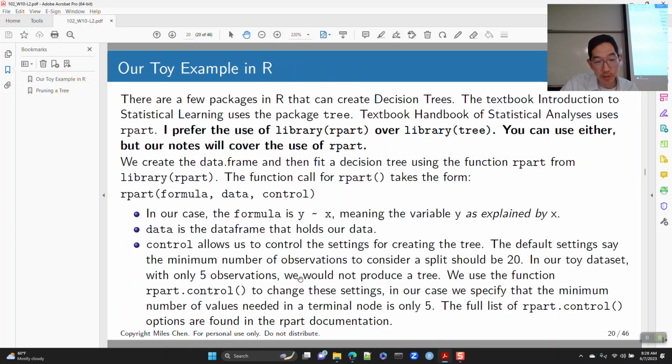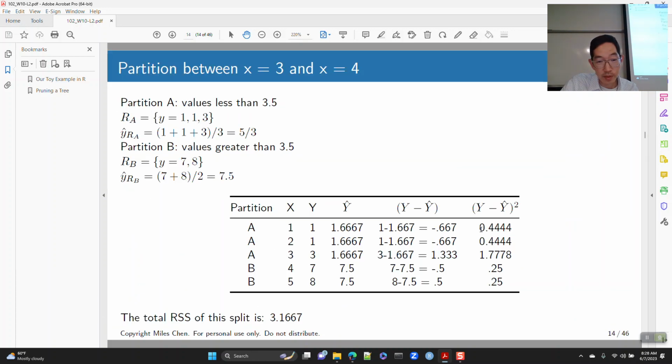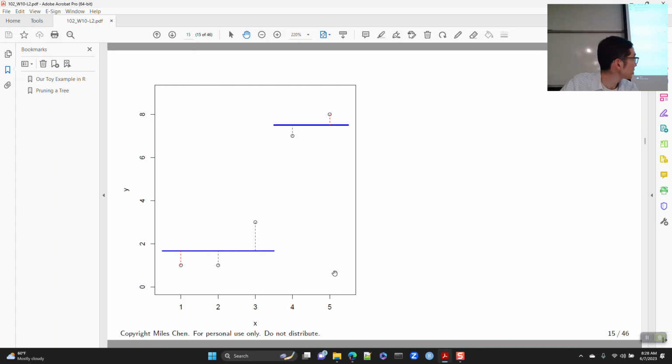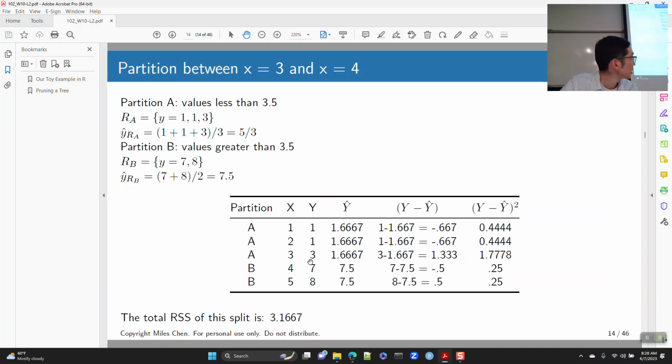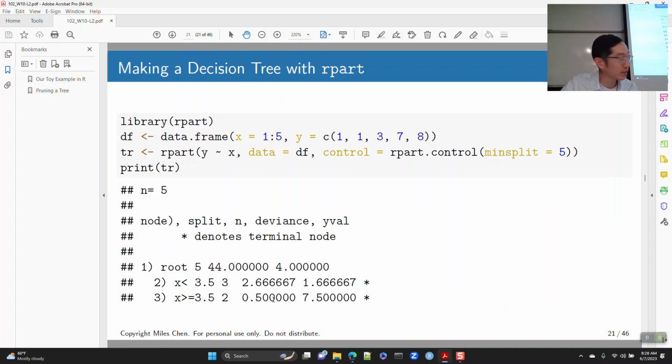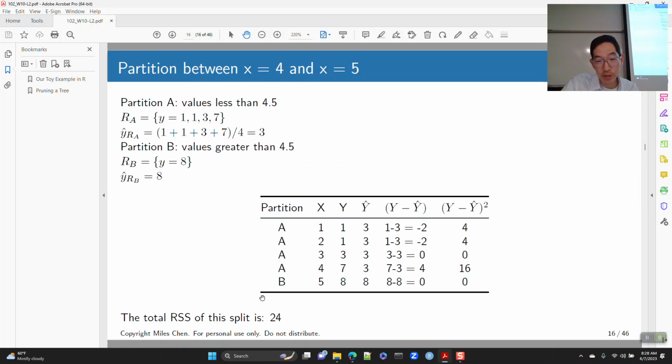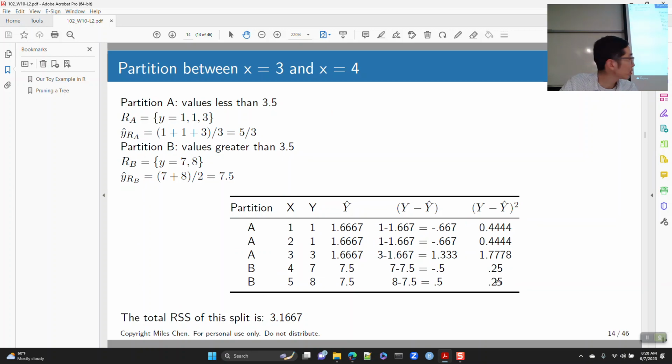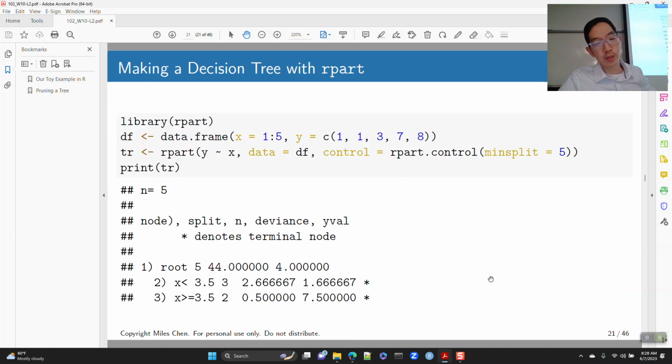So we're saying draw it at 3.5, so make the split here, and if we added these up, 0.44, 0.44, and 1.77, we would get this same number of 2.667. Over here it says for these 2 observations, your predicted value is 7.5, and your RSS is 0.5, right? 0.25 plus 0.25 for those 2 deviations add up to 0.5. So a lot of the same kind of information, but just summarized in the tree.